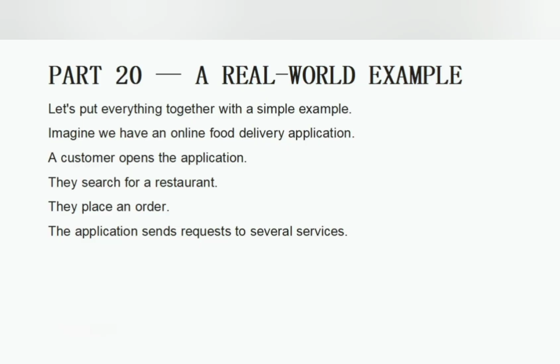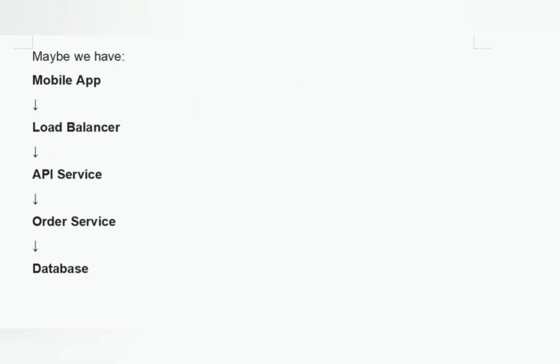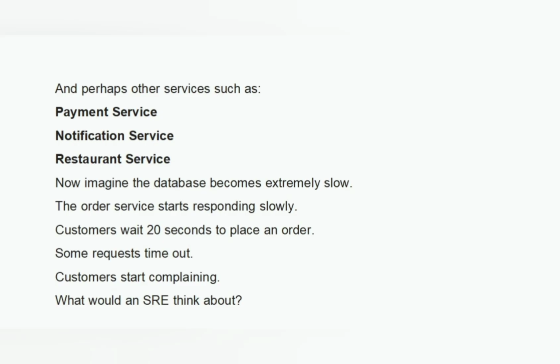Coming to the next part, let's look at a real world example. Let's put everything together with a simple example. Imagine we have an online food delivery application. A customer opens the application, searches for a restaurant, and places an order. The application sends requests to several services. We have a mobile app, a load balancer, an API service, an order service, and a database. Perhaps other services such as payment service, notification service, and restaurant service.